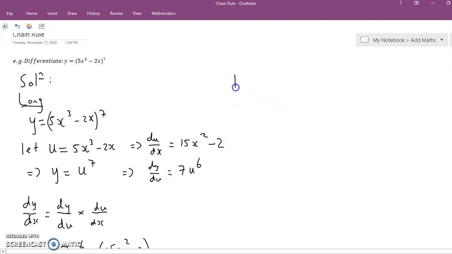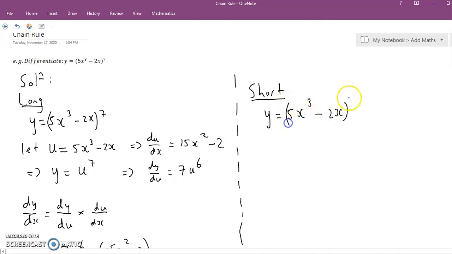Now our short method. Right, short. So as I said, y is equal to 5x cubed minus 2x all to the power of 7. Now the short method, as I like to write it, is dy dx is equal to, you notice this here is really the differential of the outer function. You're only differentiating something to the power of 7. So what I like to say is this here is the differential of the outer function by the differential of the inner function.